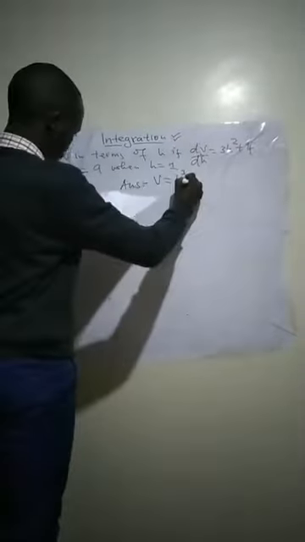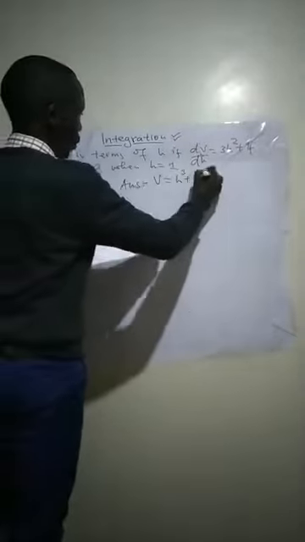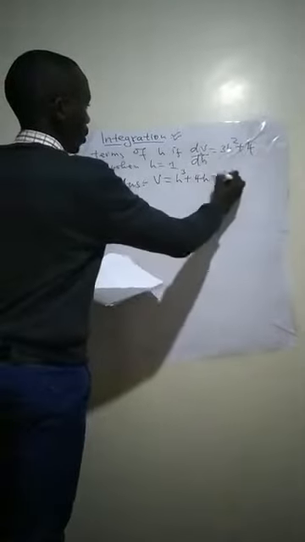And the answer you should get is V is equal to h cubed plus 4h plus 1. So do your sum, but make sure you get that answer. So solve this and get that answer: V is equal to h cubed plus 4h plus 1. That is the answer that you are expected to get.